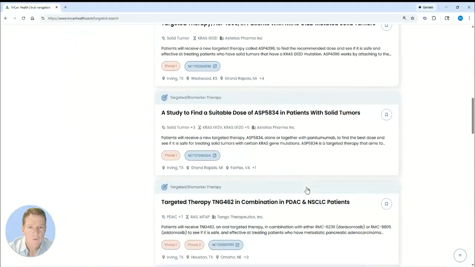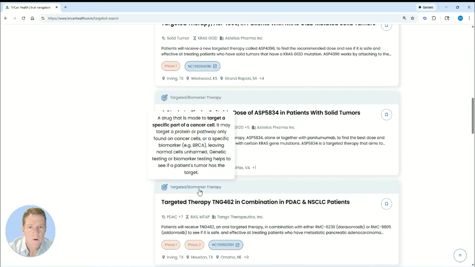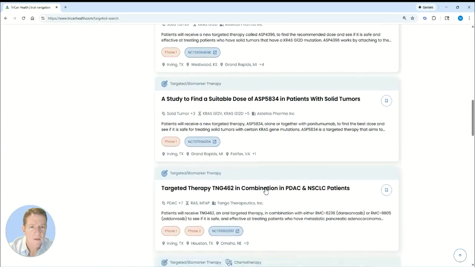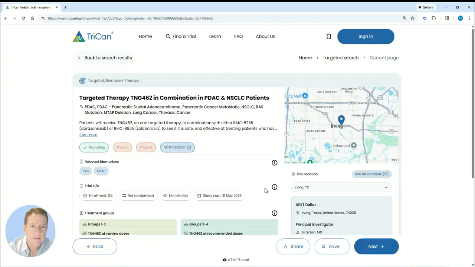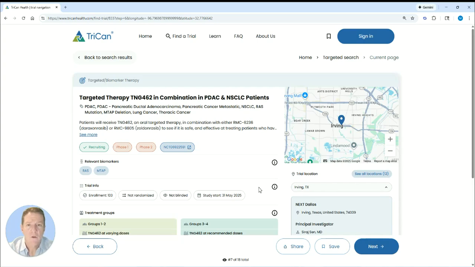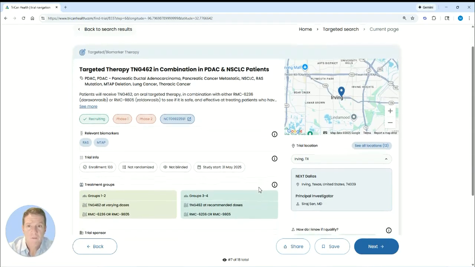Or if you find something that you think is interesting because you're specifically thinking about targeted biomarker therapy, maybe your physician mentioned that to you, you can click on it to see a summary snapshot of that trial. And the idea is to give you enough information to have a good conversation with your medical team to discuss if this trial might be right for you.